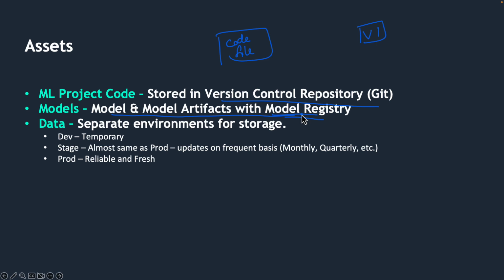And data, obviously, while working, we will always tend to keep separate environments for storage. Dev is a development environment for storage where the storage will be temporary and keeps changing depending on the product and prototype that we are building. In the staging environment, we will ensure that the data quality is almost the same as the production environment, and we will have a frequent refresh from production to staging. It could be monthly or quarterly, depending on the type of project and the compliance requirements you have. Then we have a production environment where the data is reliable and always fresh. So these are the common assets that we generally come across while working in any machine learning project.